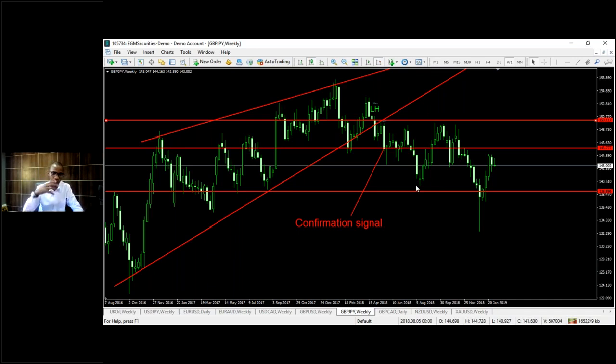138.89. And these are all examples of scenarios in the live market of how you're supposed to wait for confirmation signals before you get to open a trade position.